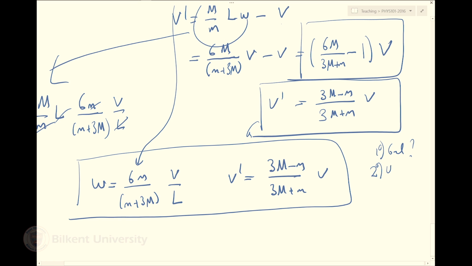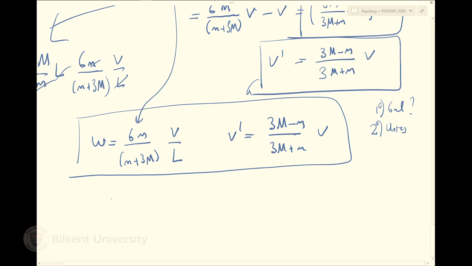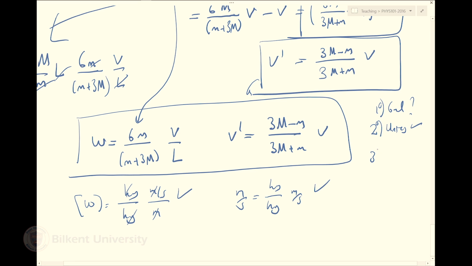How about units? What should be the unit of omega? Omega should be 1 over second. So in front I have kilogram divided by kilogram. V is meter per second. L is meter. So that's 1 over second. It checks. How about V prime? That should be meters per second. This is kilogram divided by kilogram times meter per second. So units also check. But here is something interesting.